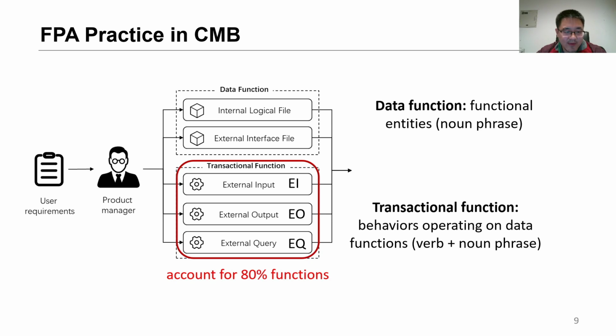Specifically, data functions are domain-specific entities, which are obviously mentioned in requirements. They are usually written as noun phrases, whereas transaction functions are highly summarized activities that are meaningful to the user. They are usually written as verb plus noun phrases, such as add a new customer and change the customer details. Therefore, it is more difficult to summarize transaction functions than to mark out data functions from requirements. Moreover, transaction functions take up the majority of all functions. In particular, transaction functions account for 80% of functions in CMB.